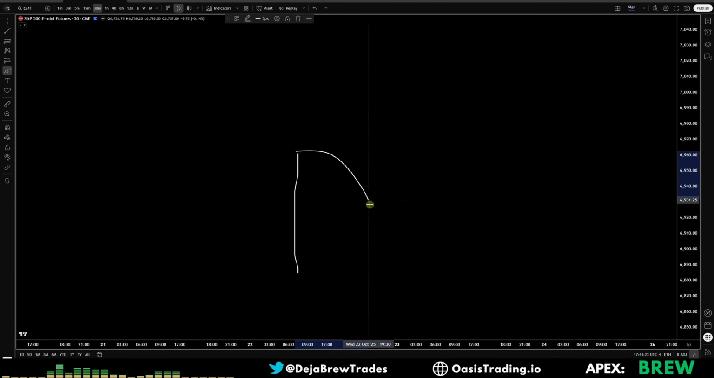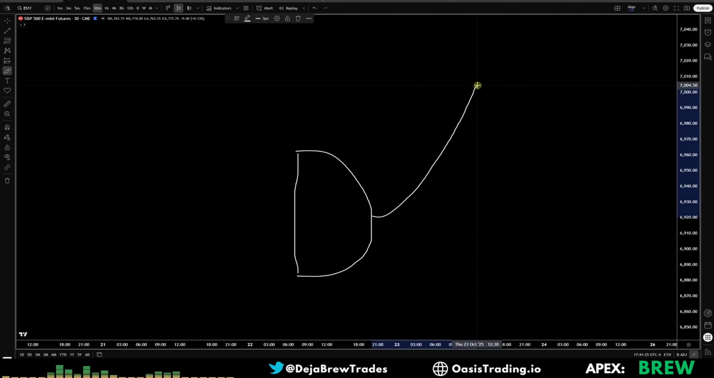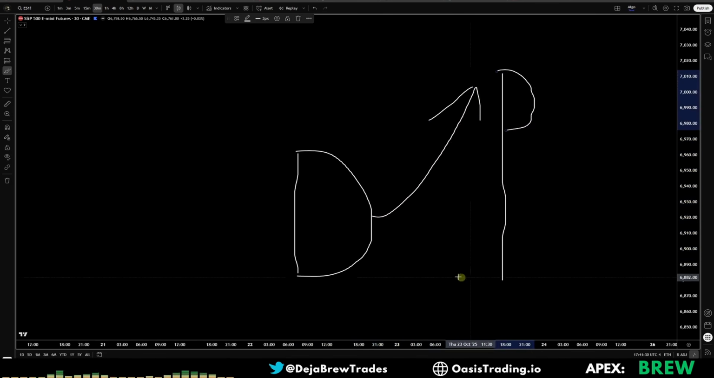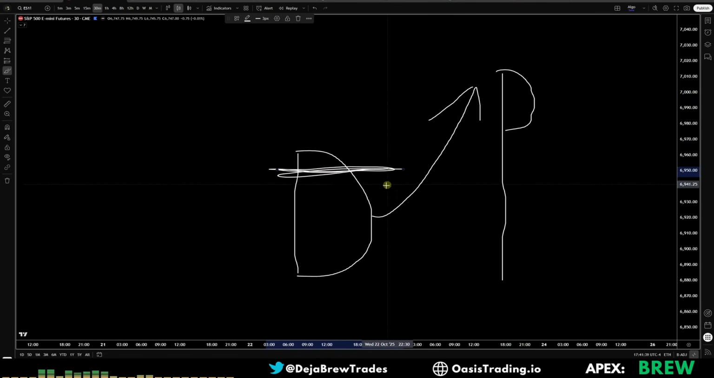Let's say we're going from a D shape into more of a P shape. Think about what has to happen for this to happen. You have to find and accept higher value. So think about where our value high would be right here. We would have to break that value high and start to generate higher value. We would have to trade a lot of volume above that value high. So instead of falling off in volume, we are actually gaining volume.